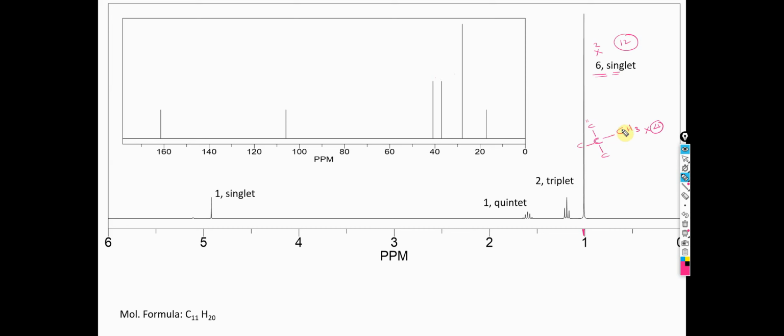If it had one hydrogen, this would be a doublet, right? It is not a doublet, it's a singlet. That means that this carbon that is attached to this carbon is actually a tertiary carbon. It is attached to 3 other carbons. Okay, that's one piece of information.